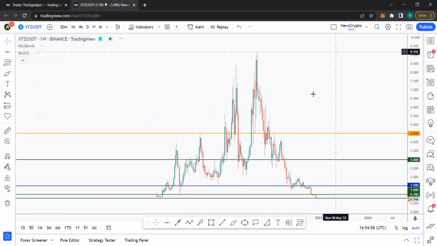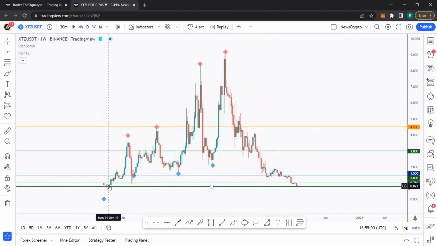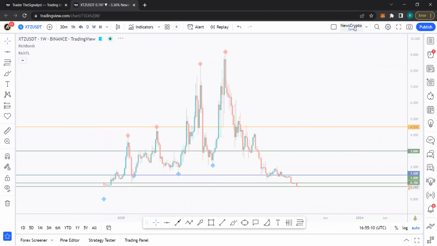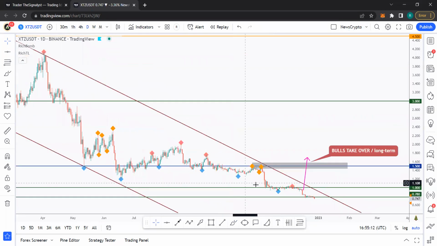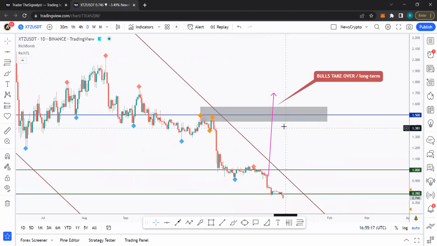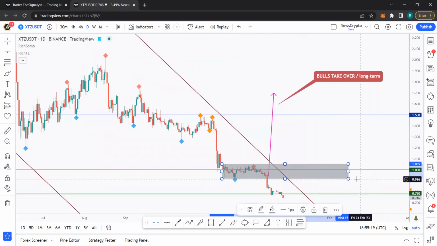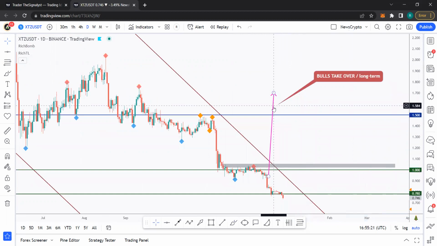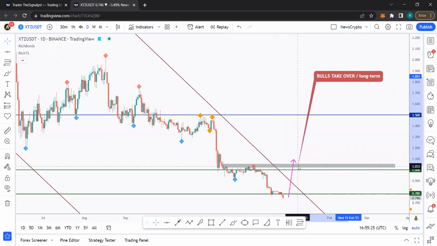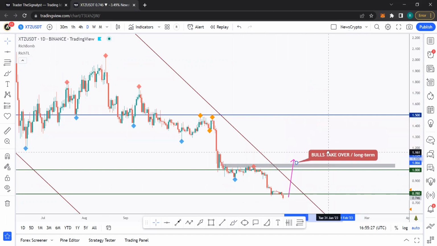XTZ is already around this, sorry, this previous all-time low, at least from this chart from 2019. If you go to daily time frame, for the bulls to take over from a long-term perspective, I was waiting for this break. Now I'm waiting for this one. And here we go. This is the power of waiting for extra confirmation.